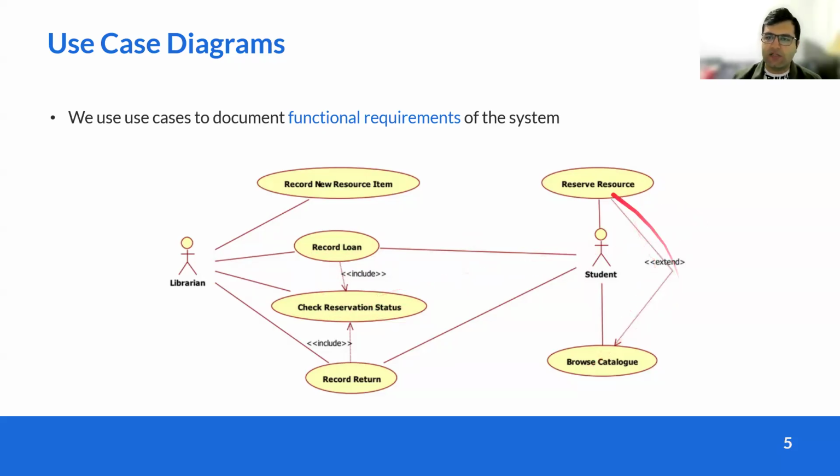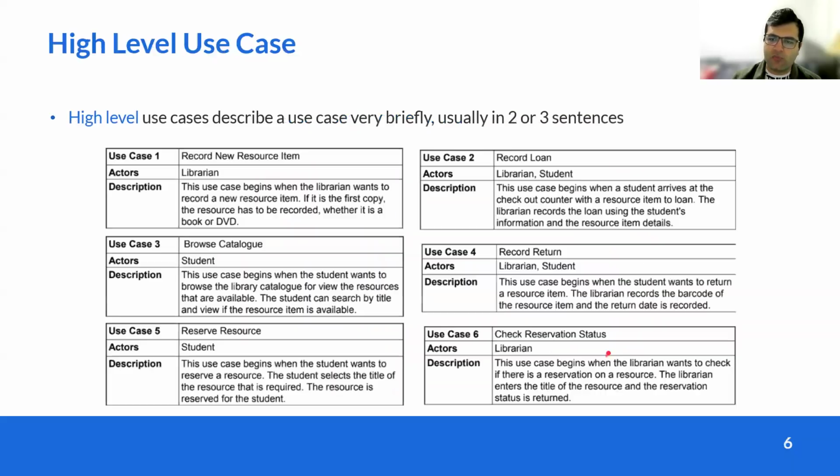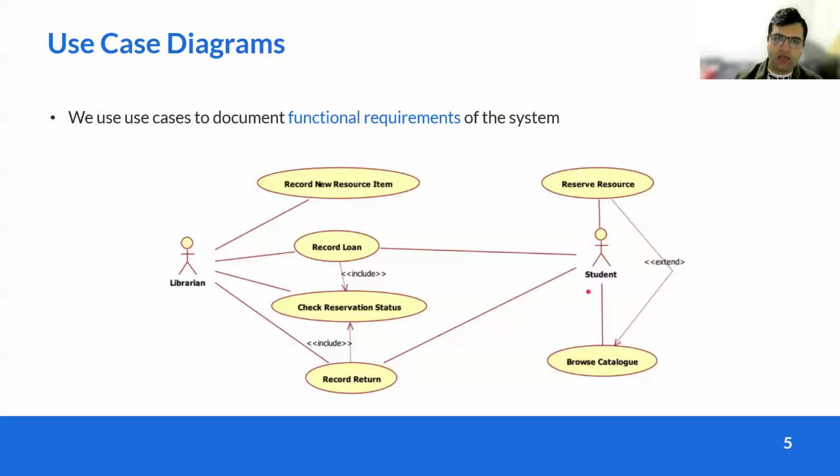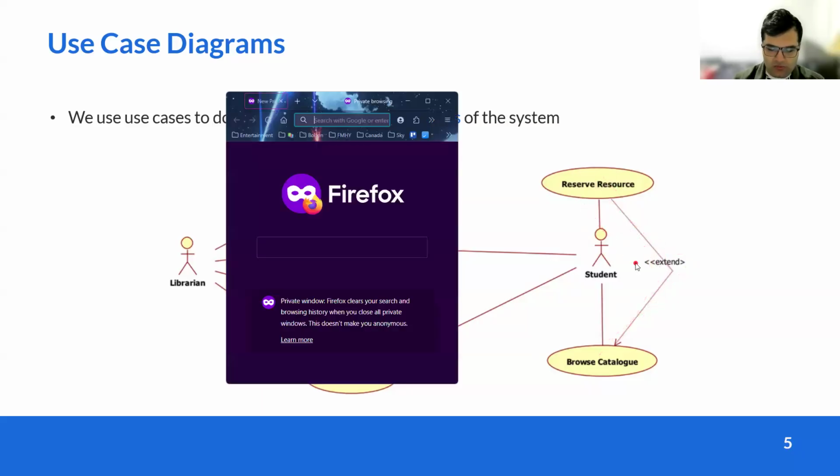Then the extend action is an optional step. You can either reserve a resource directly, or you can browse the catalog and then reserve resources. But the arrow is the opposite of what you think it would be. This is something that I struggled to understand, just so you know.